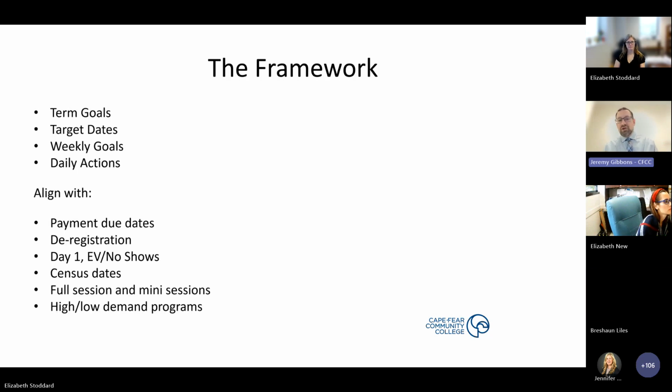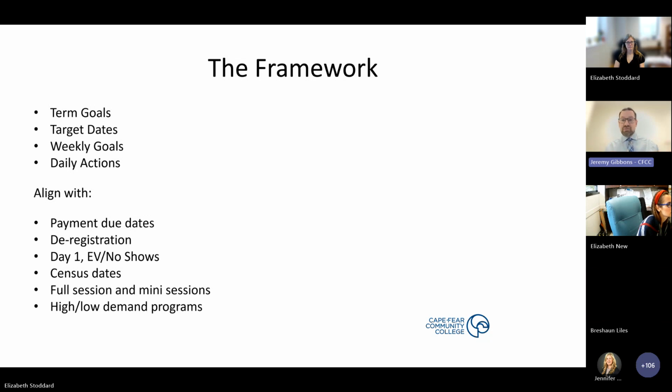So what are your term goals? What are your target dates, weekly goals, and daily goals and actions? Some things that we align with our target dates are payment due dates. So where do we want to be in terms of numbers before payment is due for classes? And we want to benchmark against that. If last summer when payment was due a certain number of students registered had paid, we're working to increase the yield on that and improve the number of students who are paid.